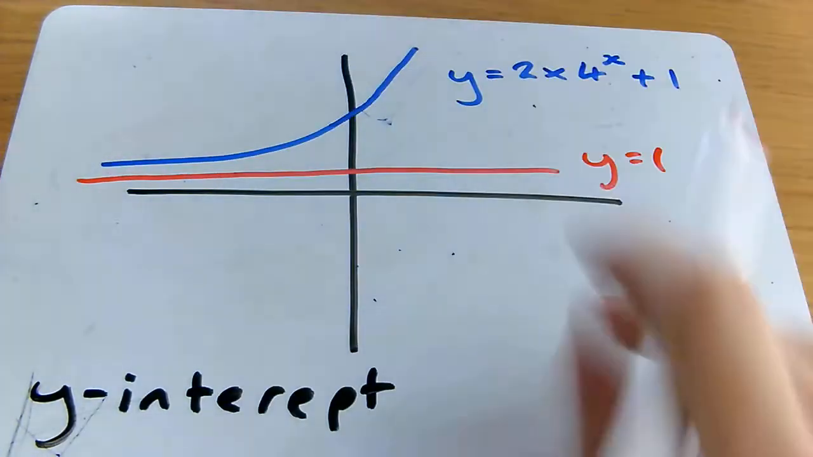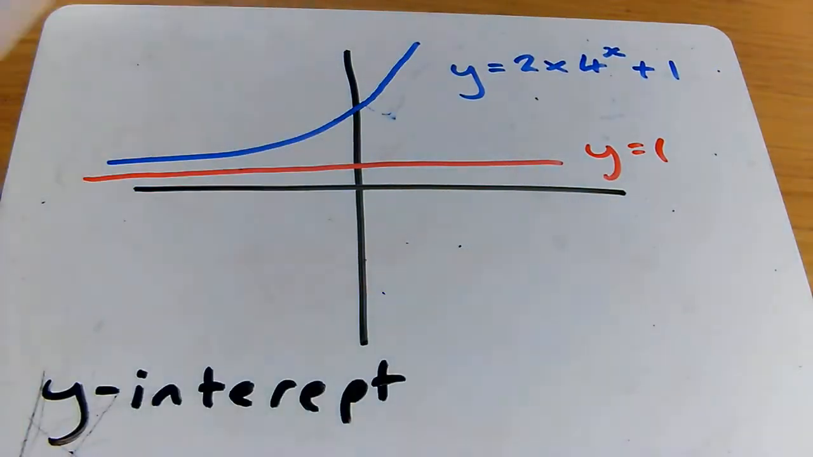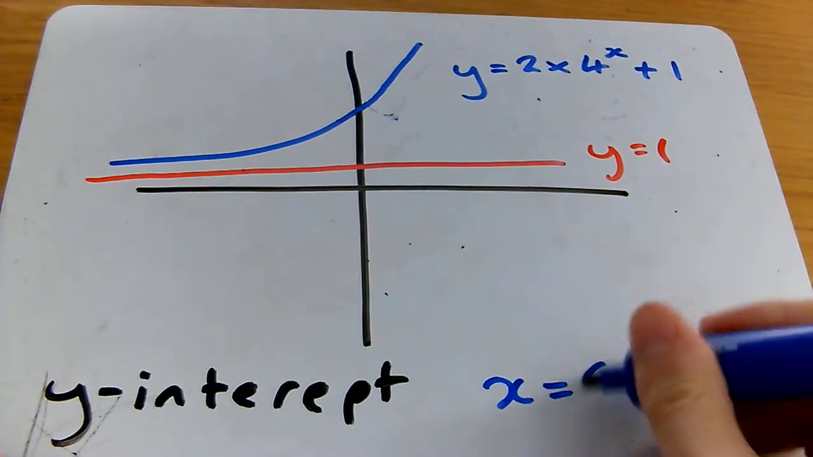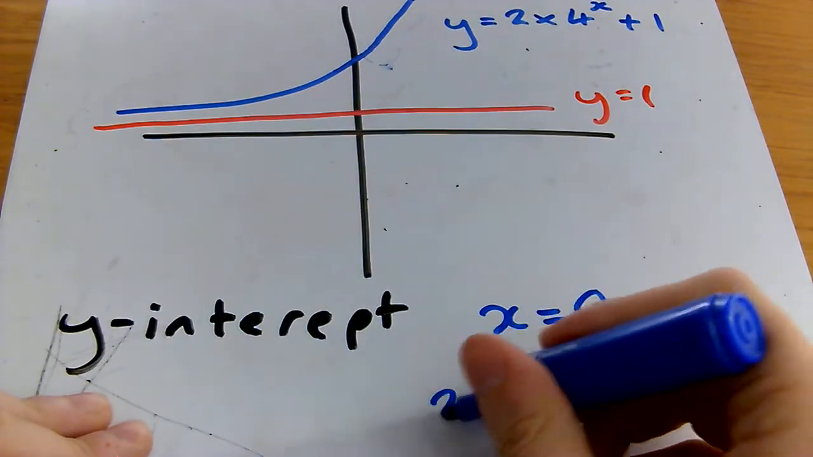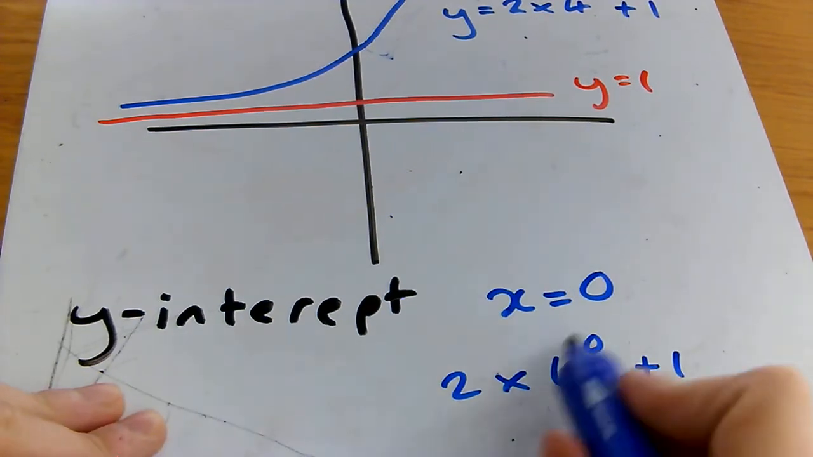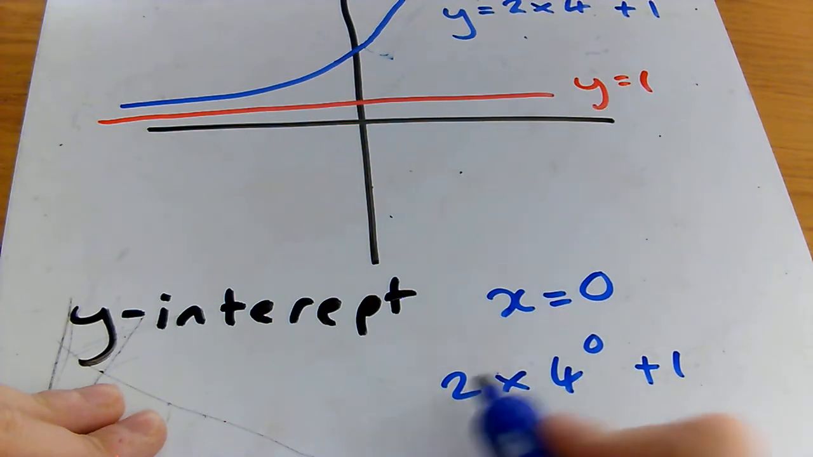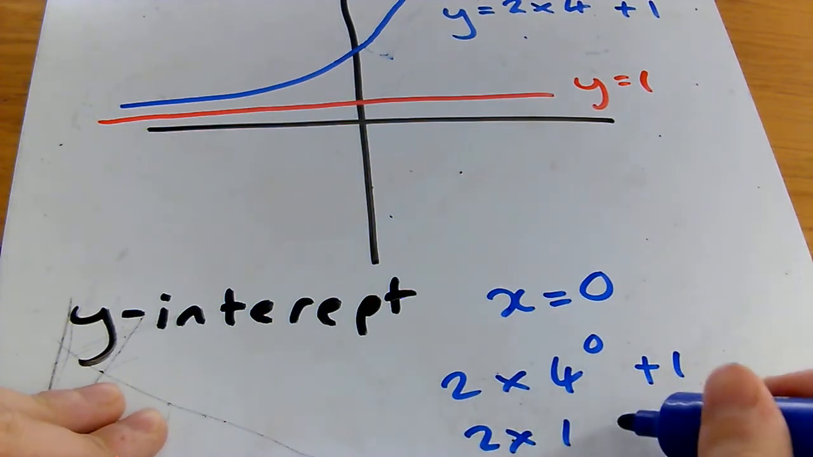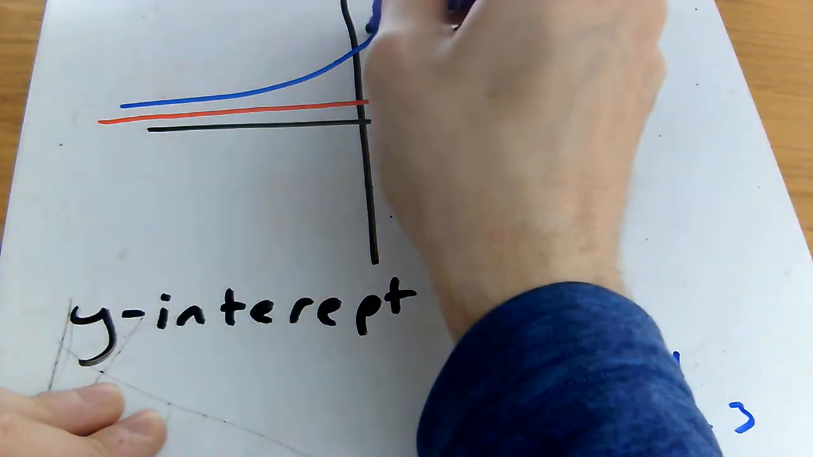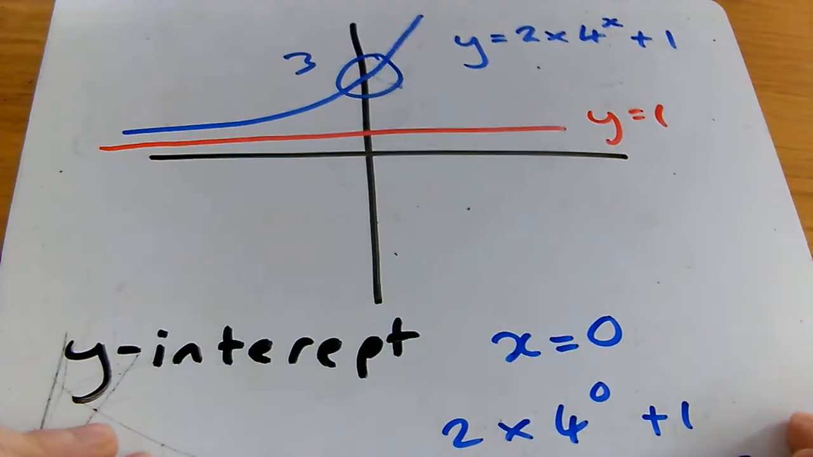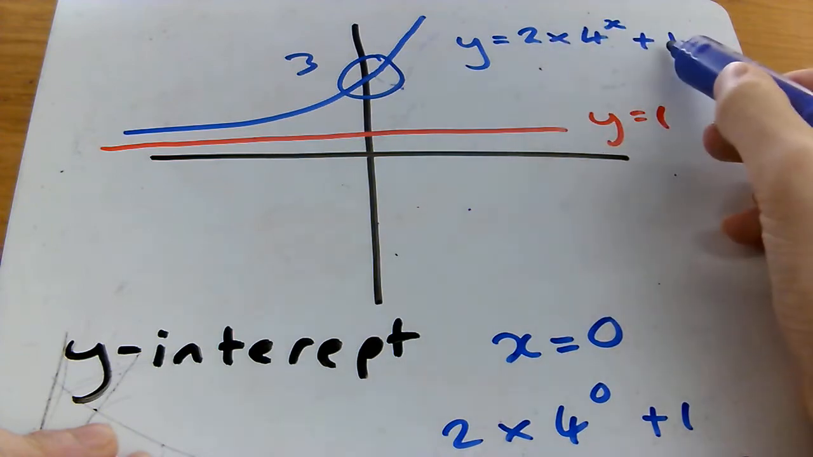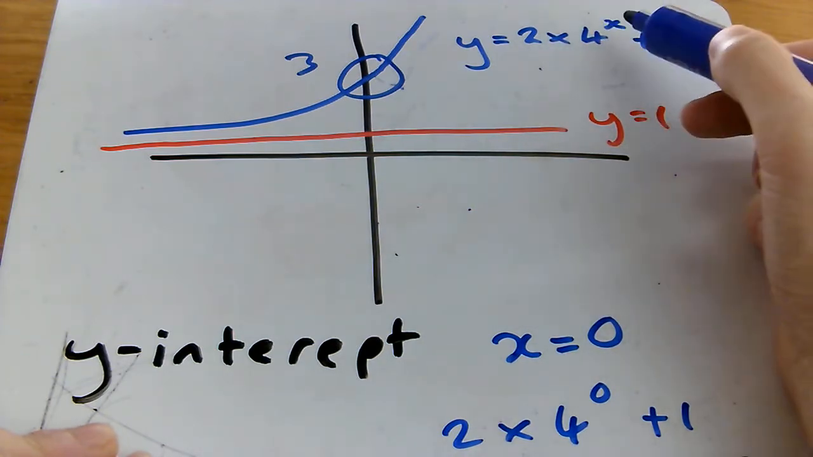What does change, though, is the y-intercept. So in this case, if the x is 0 here, then what happens is you get 2 times 4 to the power of 0 plus 1. Well, that is not 0, it's 1. Therefore, you're going to get 2 times 1 plus 1. So 2 times 1 is 2, plus 1 is 3. So in this case, we'd have a y-intercept of 3. So it becomes essentially whatever number is here plus any constant there, because that's become a 1.